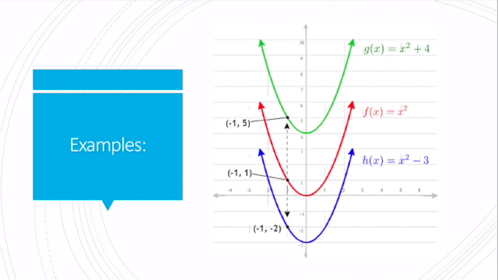Here's an example for parabolas. Here I have my most basic parabola, and I shifted it up 4 or down 3. So as long as we're adding that constant, it doesn't matter if we're adding it to a quadratic or a linear equation. It's still going to shift our graph.